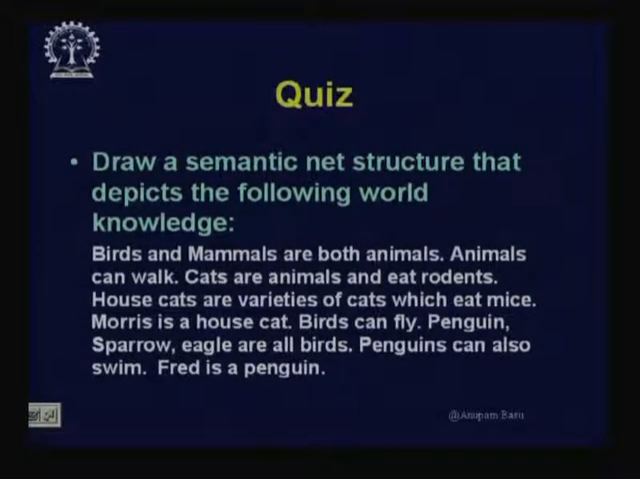So, I have just put in a number of facts, and please try yourself to depict it in the form of a semantic net, and you will also find that you can add more sentences to this and enrich the semantic net.